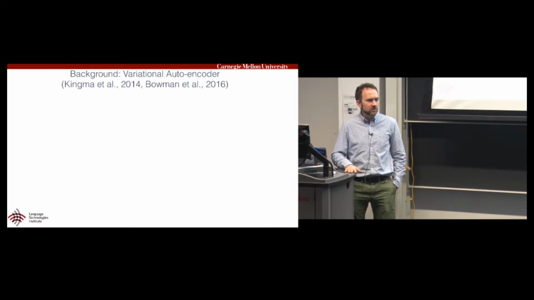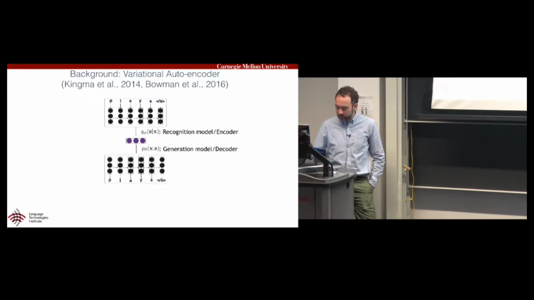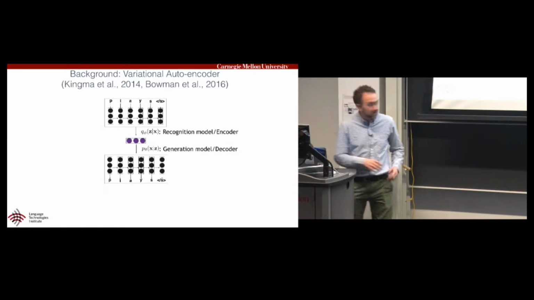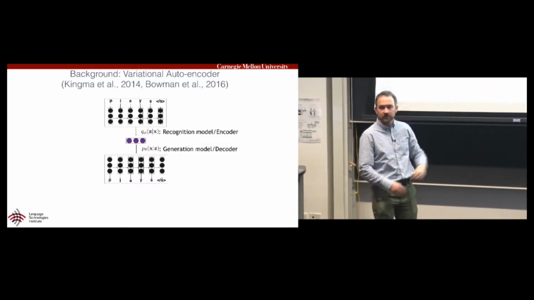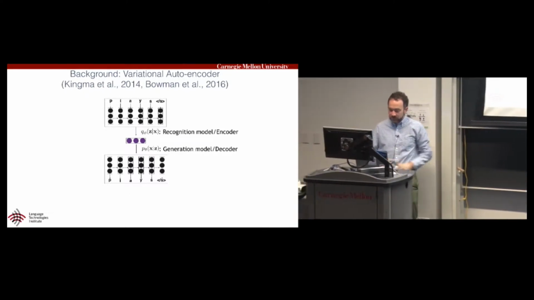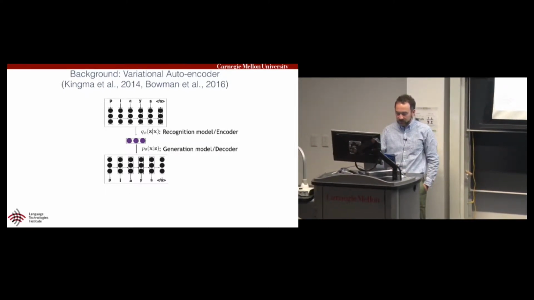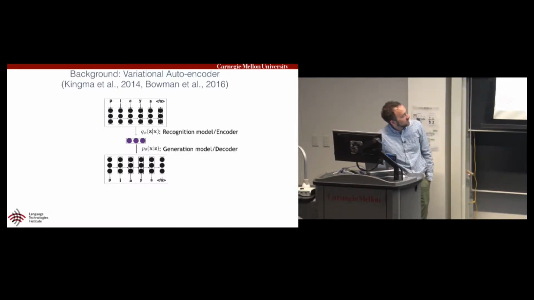Have variational autoencoders been covered here? OK, great. Basically, a variational autoencoder has a recognition model, which generates a latent variable. Usually this is a continuous vector latent variable. And from this, we generate again. This is a generative model where we have a prior over the continuous vector latent variables, and then our generation model generates the output.